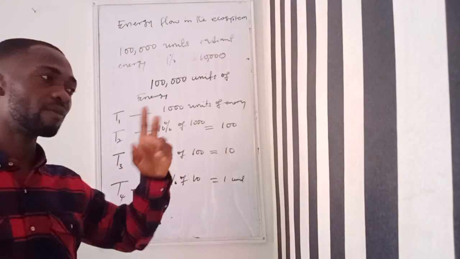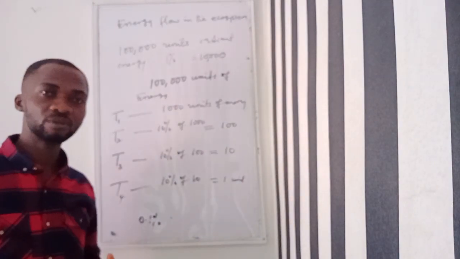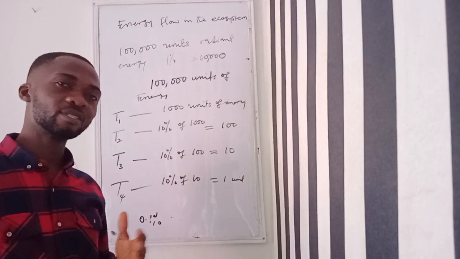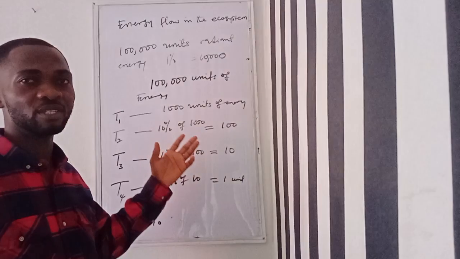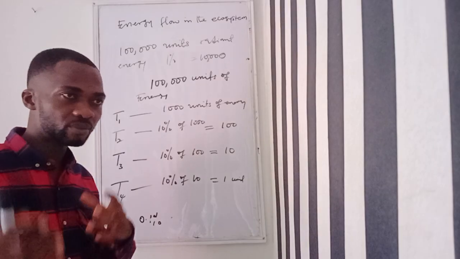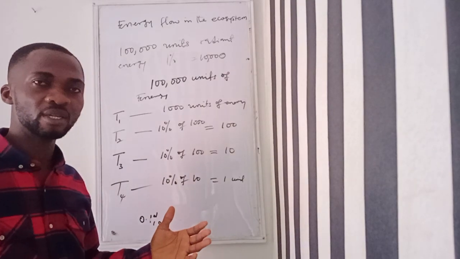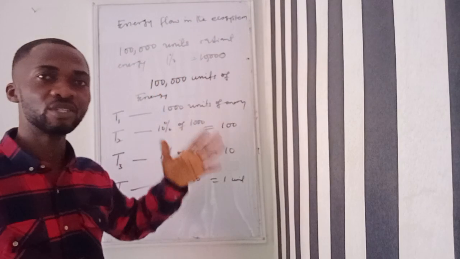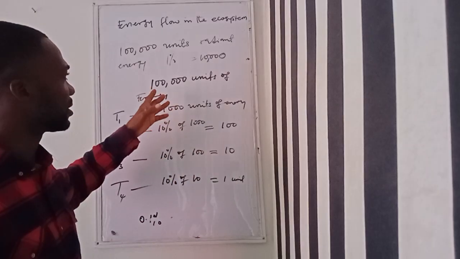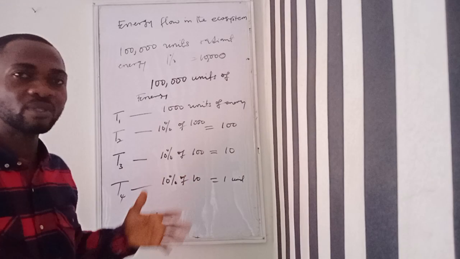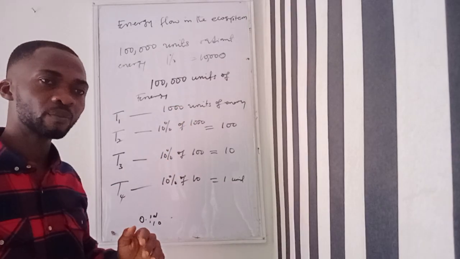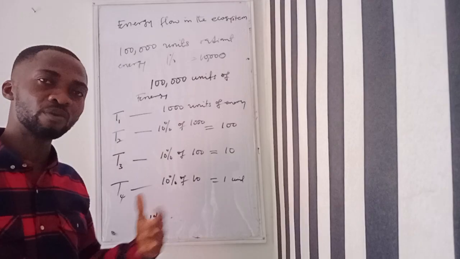The laws of thermodynamics, we have two. The first one says that energy cannot be destroyed or created, but can be transformed from one form to another. This energy that is gotten from the sun can only be changed from one form to another, but cannot be destroyed. Like we said, some of it is lost as heat. The remaining percentage of energy that was not captured in all this calculation cannot be said to have been destroyed. Some of it was lost as heat.